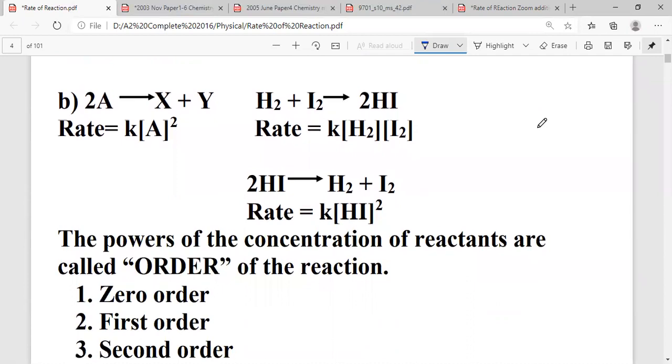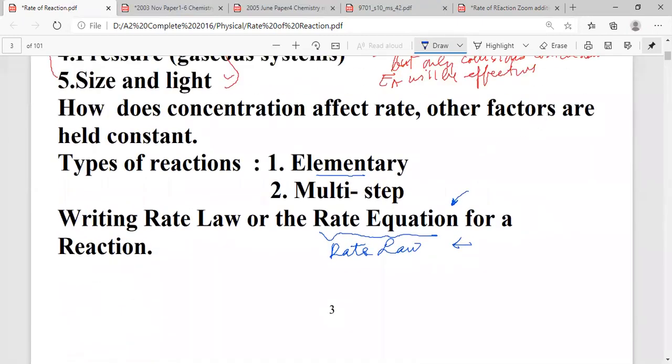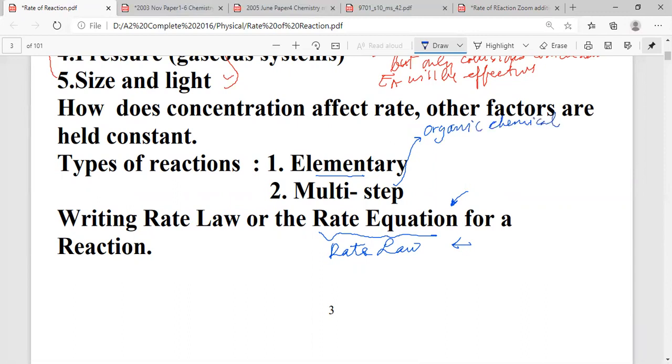Multi-steps, for example, you've done a lot in organic chemistry. There are plenty of multi-steps. For example, CH4 gas plus Cl2 gas gives you CH3Cl gas plus HCl. Remember, this is under UV. It undergoes the mechanism of free radical substitution, so there are three steps in it.